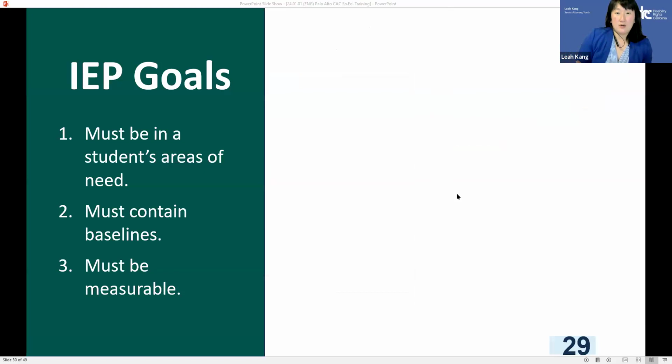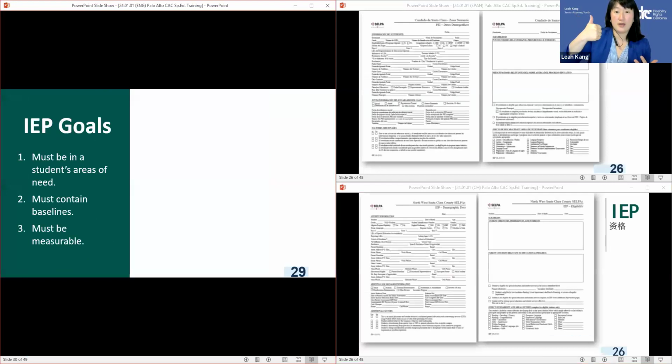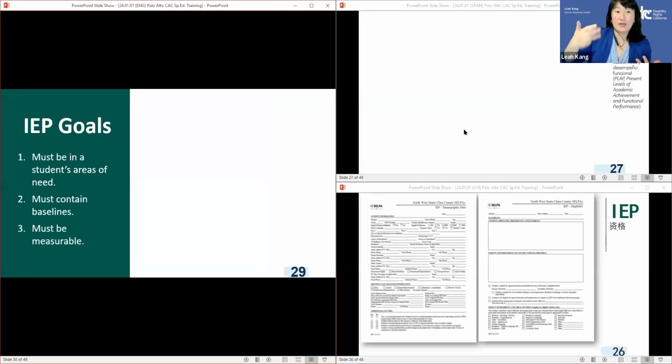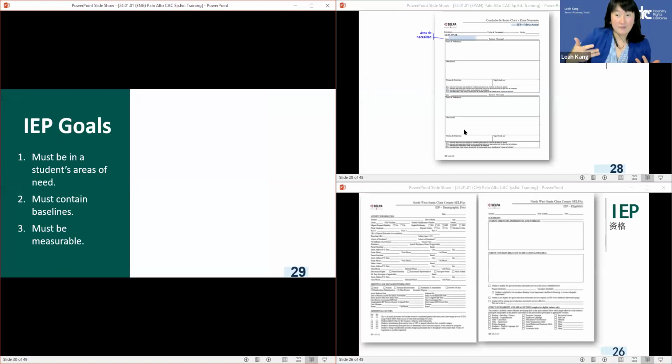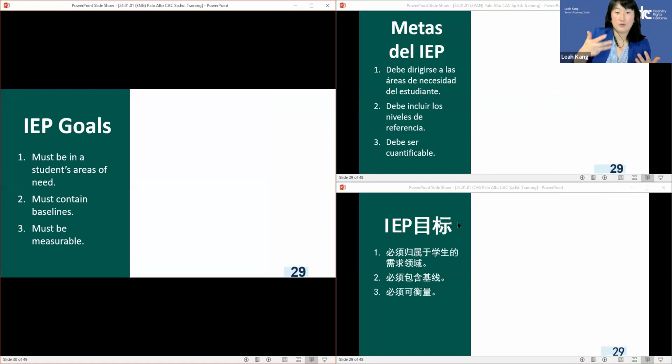Now, the thing about IEP goals is that they have to be in all of the students' areas of need. So if the IEP team has assessments that show that the student has needs in reading, writing, and math, they have to create goals in all three of those areas. They can't just create a reading goal and call their job done. It also has to contain a baseline. You have to give a sense in the IEP of where the student is currently performing in that area of need. And a goal has to be measurable.